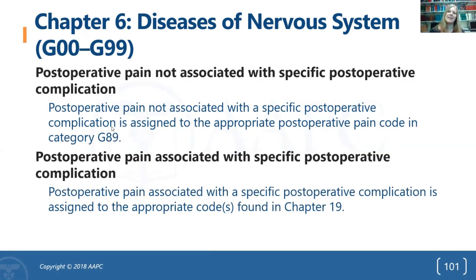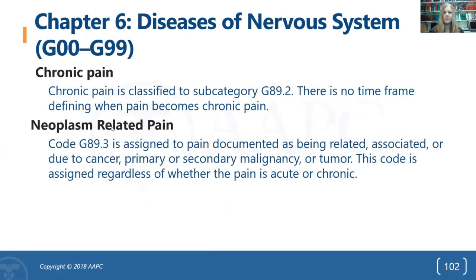If post-operative pain is not associated with a specific post-operative complication, it would be coded to the appropriate code from category G89. When post-operative pain is associated with a post-operative complication, you would then code the appropriate code from Chapter 19, which is the injury, poisonings, and certain other consequences of external causes. So there's no set time frame for when the pain becomes chronic pain, and it's just going to be determined based off of what the physician's clinical documentation is.